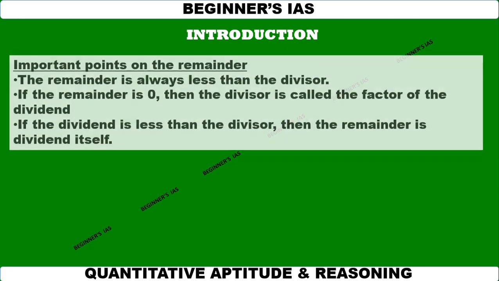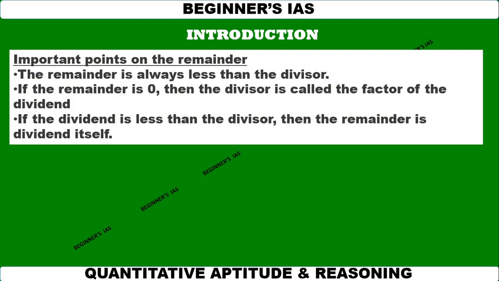That note is very important. A remainder is always less than the divisor, as you all know. If the remainder is 0, surely the divisor is called a factor of the dividend. Yes, that is also right. The third note is very important. Be sure about that: if the dividend is less than the divisor, then the dividend is the remainder.